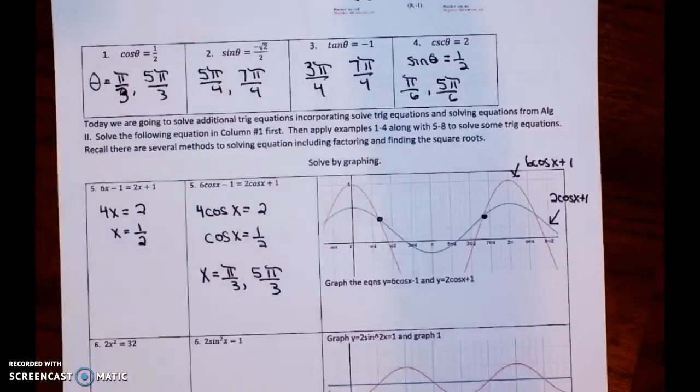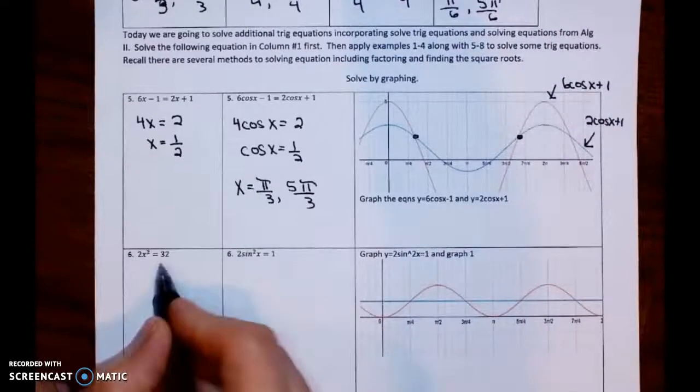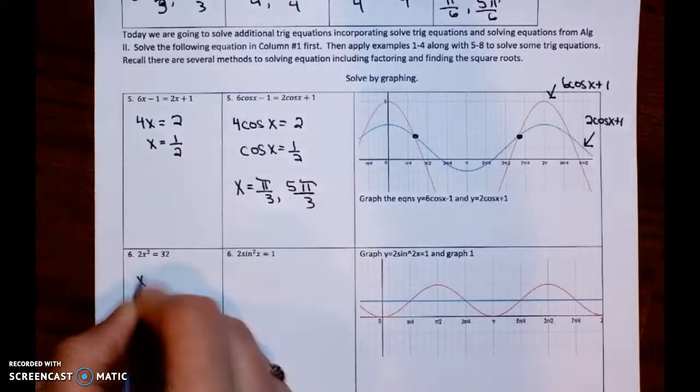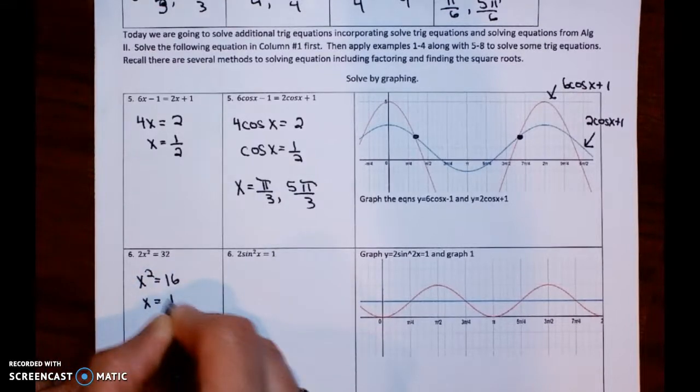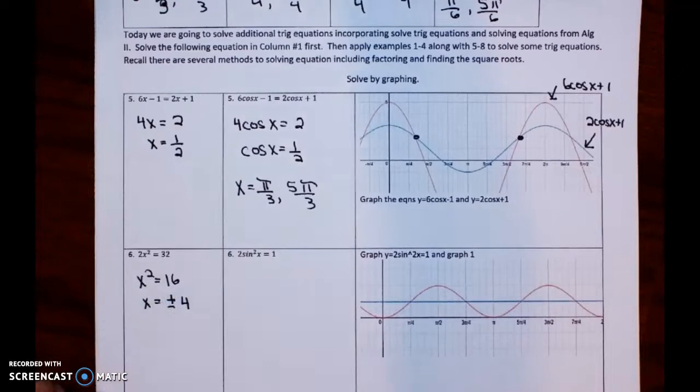Alright, moving on to the next one. Number 6, again going back to Algebra 1, this is quadratic. I can solve this one by the square root method. I divide by 2, I take the square root. Notice you end up with 2 solutions.